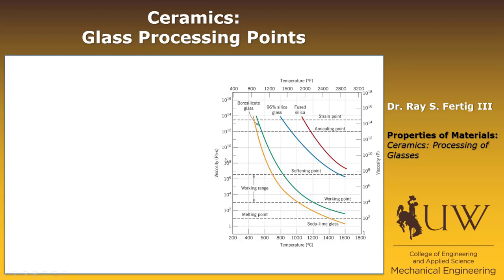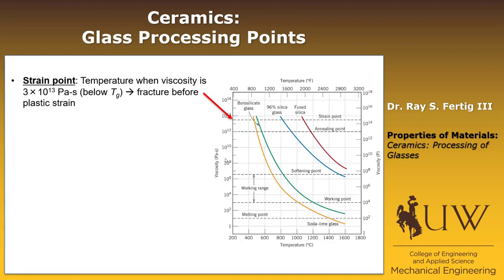So we define the features of the glass. There's several that we want to be familiar with. The first is the strain point, and that's the temperature formally when the viscosity is 3 times 10 to the 13 Pascal seconds. And so we're showing you that here on this line. It's typically below the glass transition temperature of the material, so it is the point at which the glass is fully solid. It's going to fracture before it plastically strains. So if you put a load on it, it's going to crack.